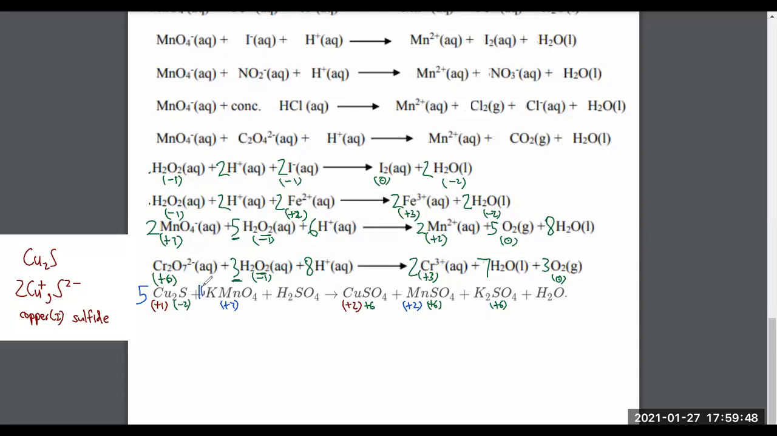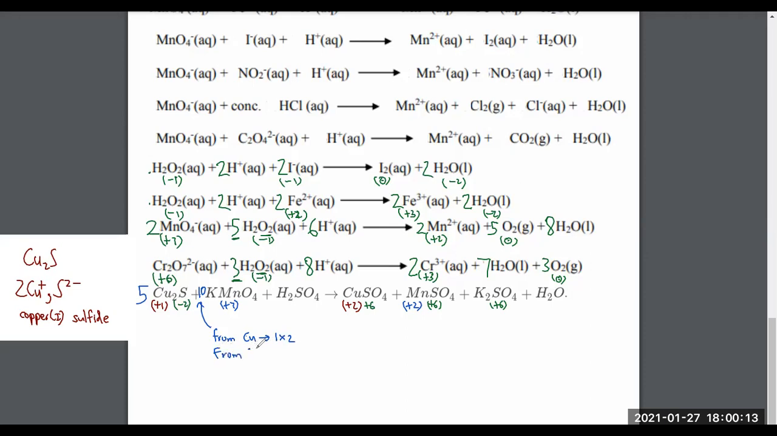Hope you guys understood it. How is this 10? How did we get 10? We got from copper, it was 1 into 2. The difference is 1, but there are 2 copper. From +1 to +2, the difference is 1, but there are 2 copper ions here. Therefore, 1 into 2.